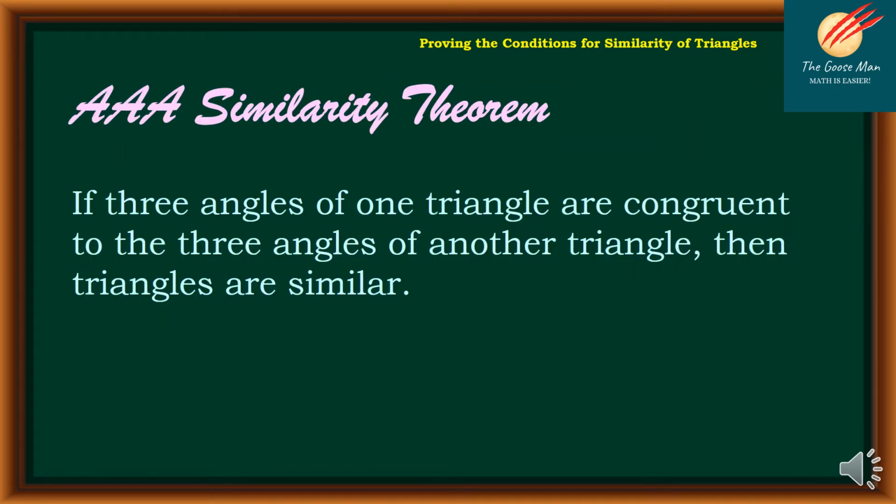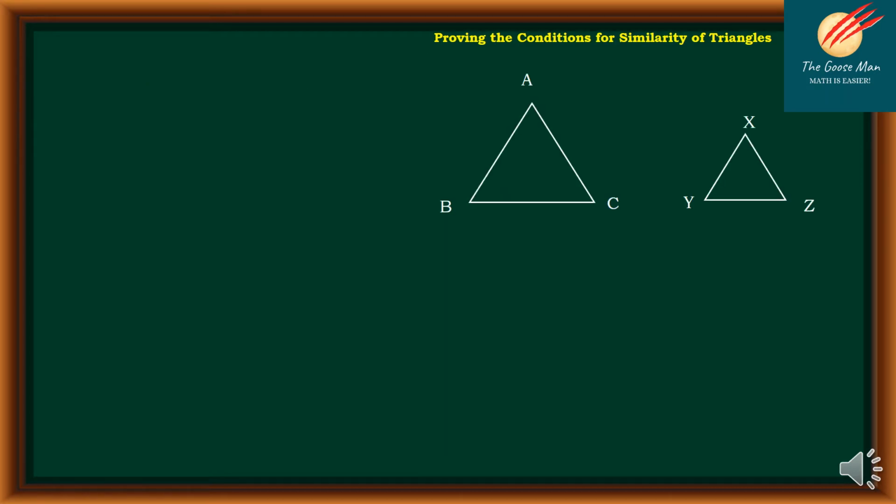So let's move on to the AAA similarity theorem. Take note that if three angles of one triangle are congruent to three angles of another triangle, then the triangles are similar. Let's look at the illustration on the right side. We have triangle ABC as well as triangle XYZ. Given that angle A is congruent to angle X as well as angle B is congruent to angle Y, let's mark this.